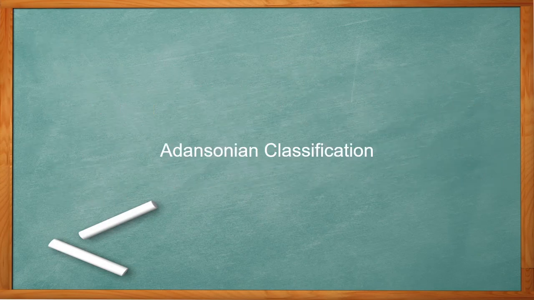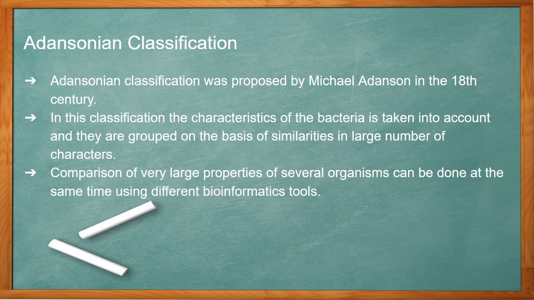Next is the Adansonian Classification. Adansonian classification was proposed by Michel Adanson in the 18th century. In this classification, the characteristics of the bacteria are taken into account and they are grouped on the basis of similarities in a large number of characters.